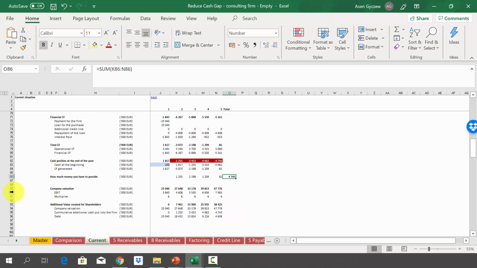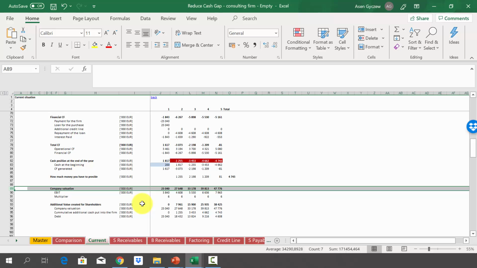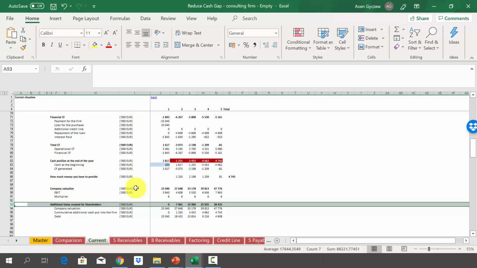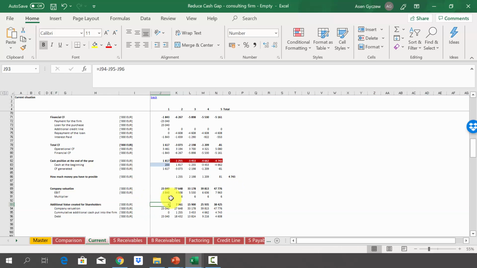And then finally, what we did, we estimated the company valuation. It's going up since the revenue are going up from 23 to 47 million. And what we also did, we estimated what is the additional value created for shareholders. So it's going up from 0, assuming that we have bought for what it is worth, to 38 million. And we calculated by looking first of all at the company valuation, which is going up as the revenue and the EBIT is going up.